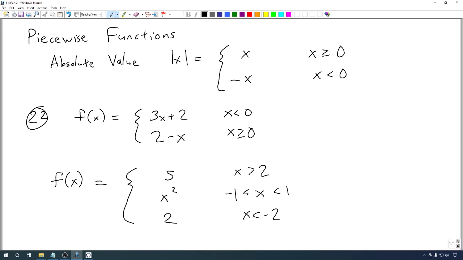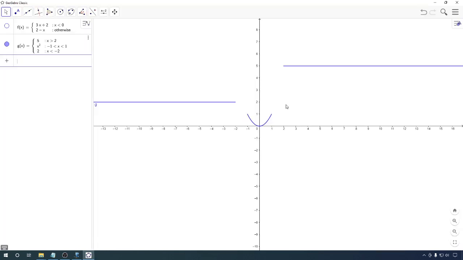This is maybe not the most useful function, but we can graph it and we can talk about it. And our function looks something like this. It's 2 from negative infinity to negative 2. Between negative 1 and 1, it's just the quadratic x squared. And then from 2 to infinity, it has a y value of 5.